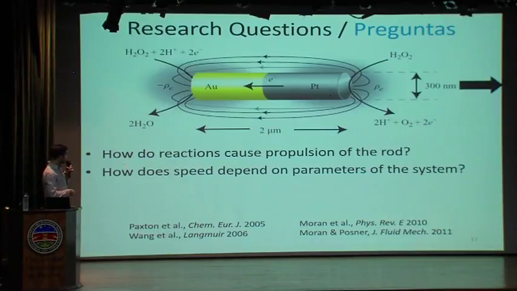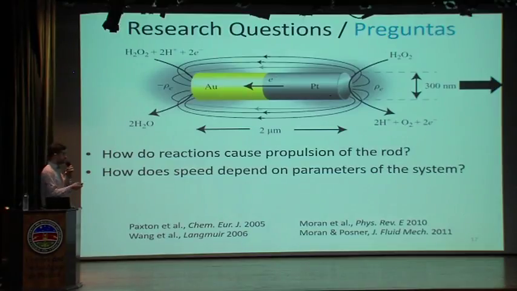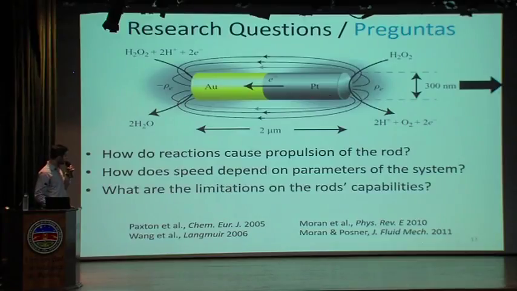How does the speed depend on parameters of the system? How does the speed depend on the concentration of hydrogen peroxide, the temperature, maybe the viscosity? We don't really know. And finally, what are the limitations on the rod's capabilities? What can they actually do that would be useful for humanity?